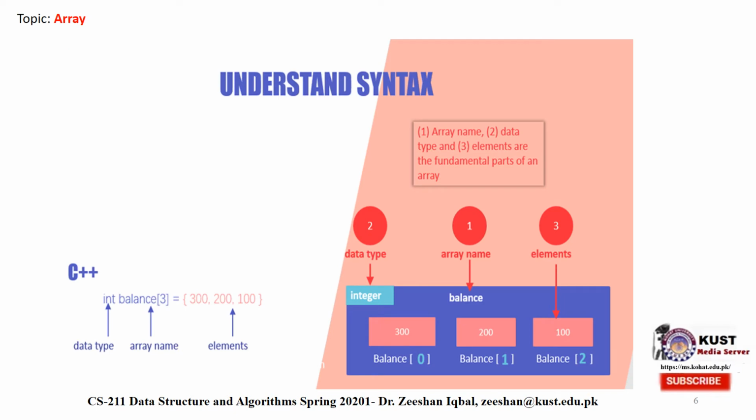To understand the syntax of an array, we have to supply 3 basic things: array name, data type, and number of elements. For example, in C++ we write int, then we supply the array name, as we can see here it is written as balance, and in square brackets we provide the size of the array. Further, we can initialize it in curly brackets as well. This will create an array with the name balance, and balance will contain 3 memory locations in consecutive order, and the elements can be referred to as balance[0], balance[1], and balance[2].